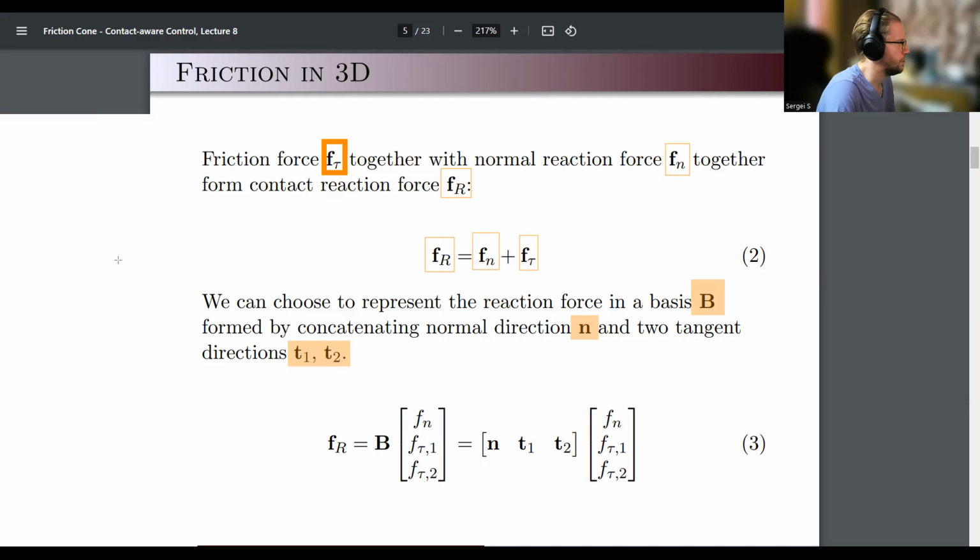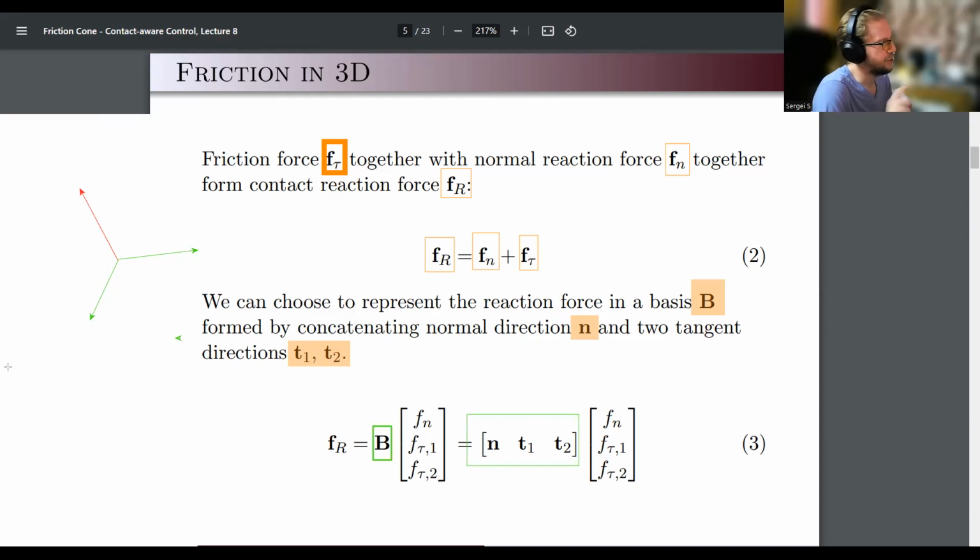Okay. Now I can draw it. The normal direction I will show as a red line. The tangential directions I will show as two green lines. So you can imagine you have this green plane, where the friction force lies. It is tangent to the contact point. And then you have this red direction that is normal to the contact point. That's where the normal reaction force lies. If we concatenate them, we get the matrix B. So the basis B. Here it is. Basis B. The same basis here.